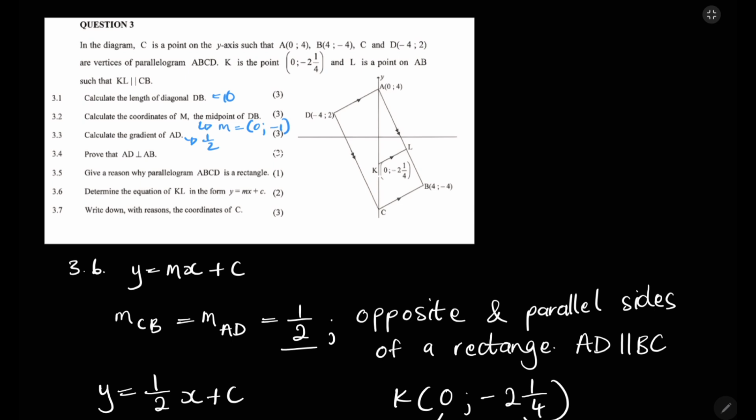Now let's move to the last question. Write down with reasons the coordinates of C. So in a rectangle or in a parallelogram, the diagonals bisect each other. That means the midpoint of AC is the same exact point as the midpoint of DB.